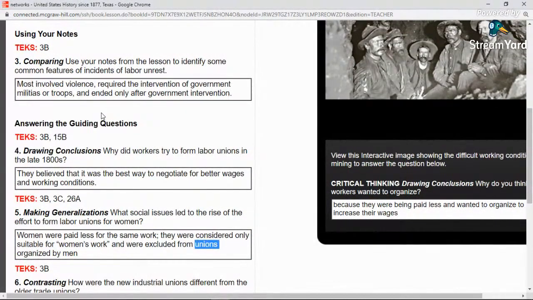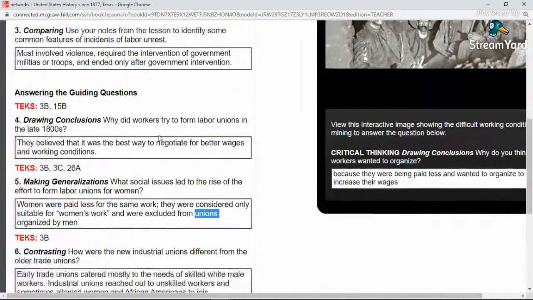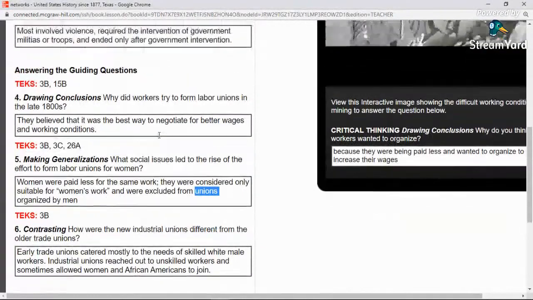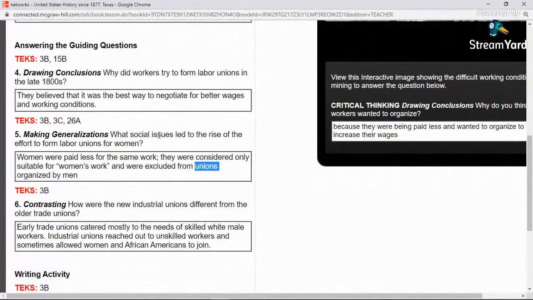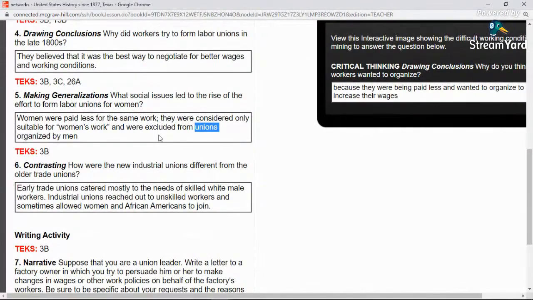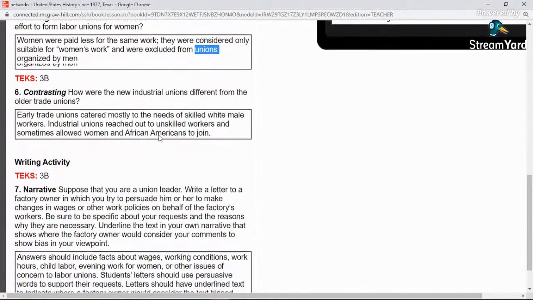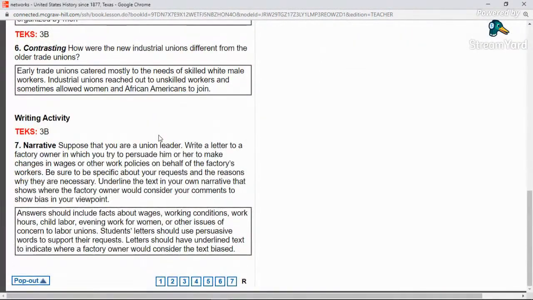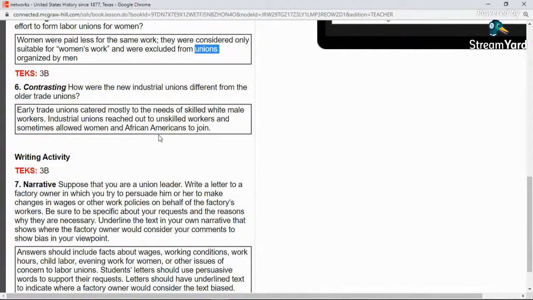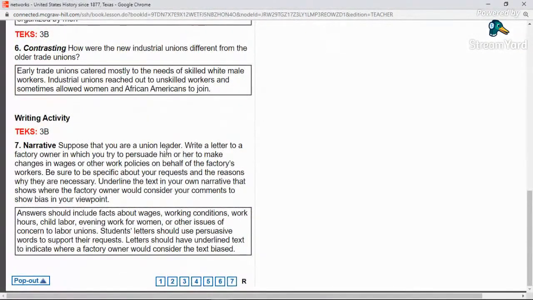What are some incidents of labor unrest, violence, government intervention, militia? Why did these workers want the unions? Better wages, better conditions. And women, why did women want to form unions? They were paid less. They were thought to only be able to do women's work and not men's work too, right? And a lot of unions did not allow women.